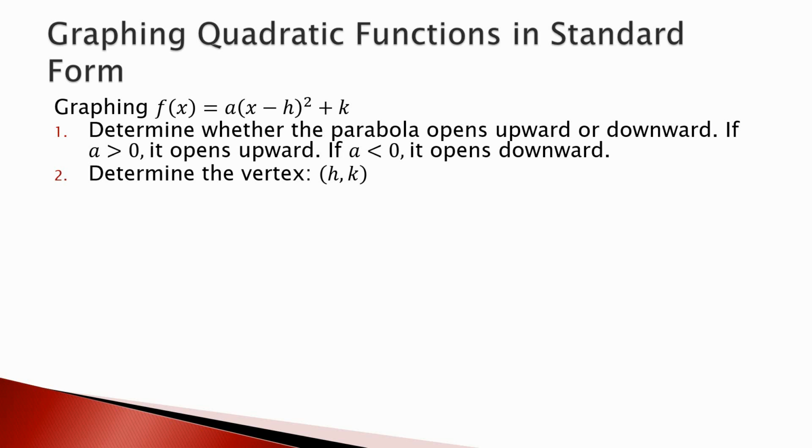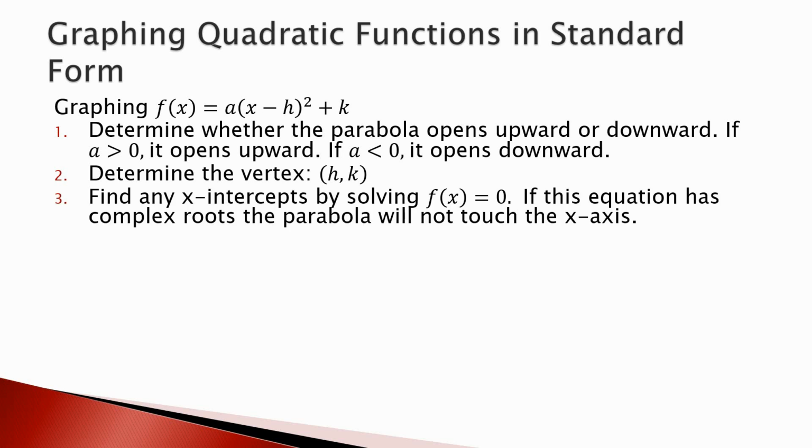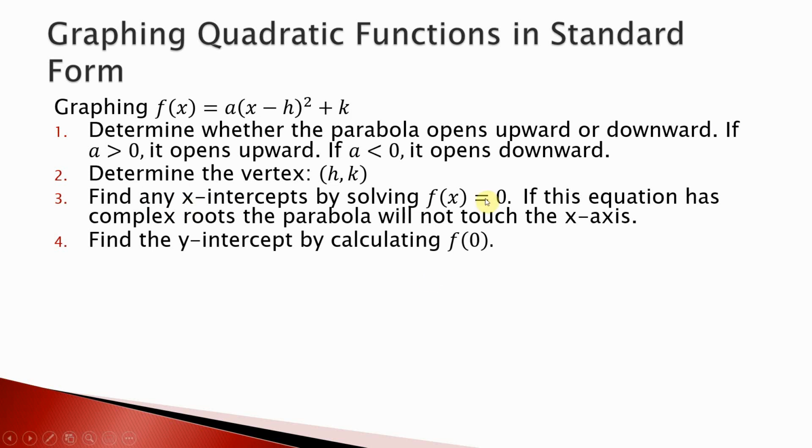Determine the vertex, which is just (h, k). Find any x-intercepts by solving f of x equals 0. Remember, if this equation has complex roots, the parabola will not touch the x-axis. Find the y-intercept by calculating f of 0. On the x-axis, the y-coordinate is 0, and on the y-axis, the x-coordinate is 0.